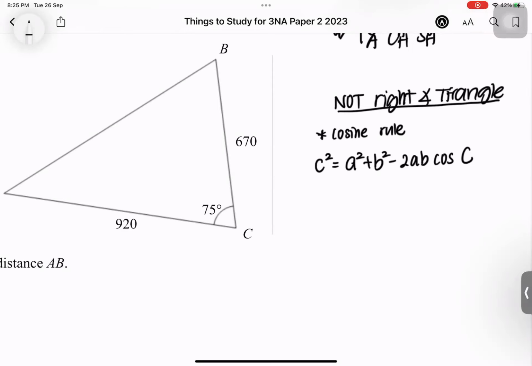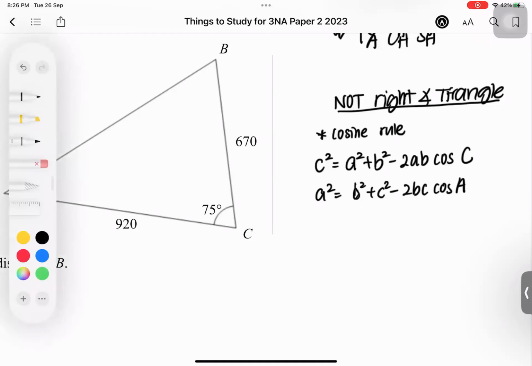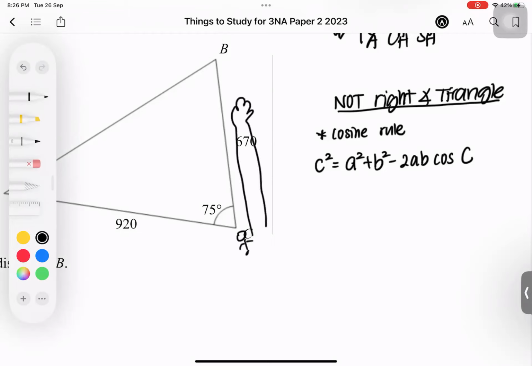Okay, the formula page has this formula, but it comes in terms of A square equals to B square plus C square minus 2BC cosine A. The formula page looks like that, but it's still the same formula, okay? So first one, cosine rule. Second one also uses one angle and two arms. Where are my two arms? Okay, the two hands. Right, one angle and two hands. This one, area of triangle.